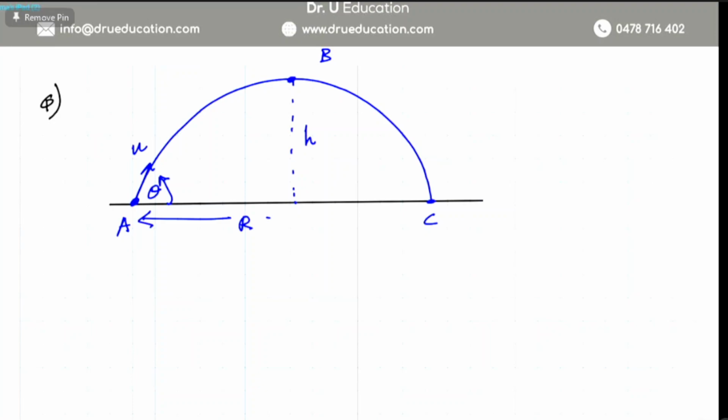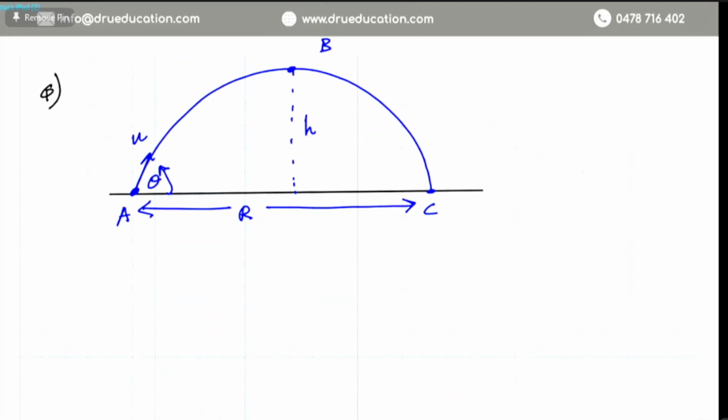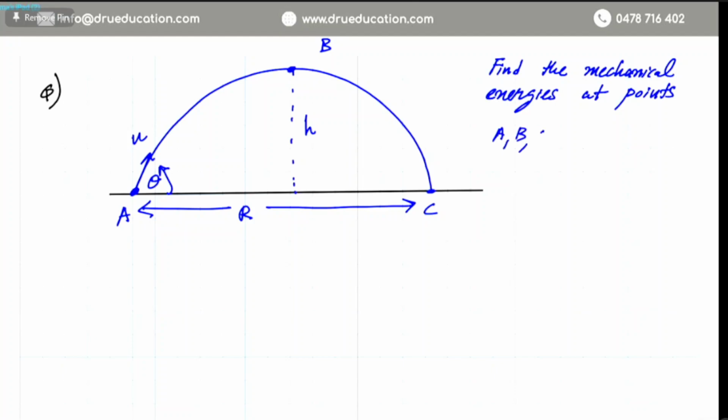This is not what I'm saying. So in a question, they might ask find maximum height, find R, all those things. After, they might ask you to find the mechanical energies at points A, B, C. Okay, do that quickly.